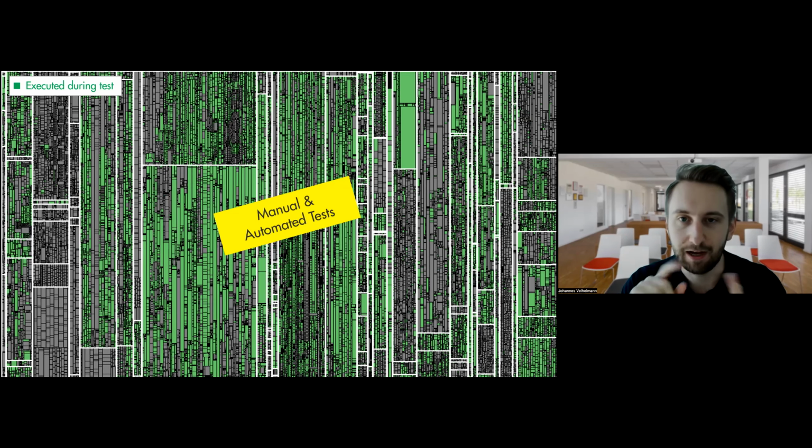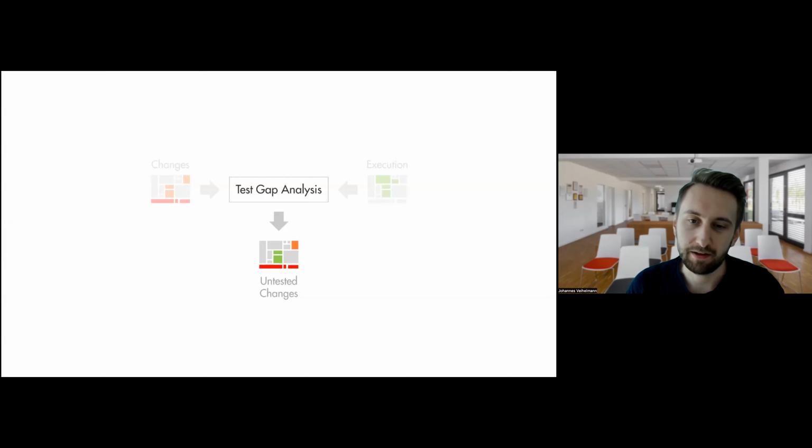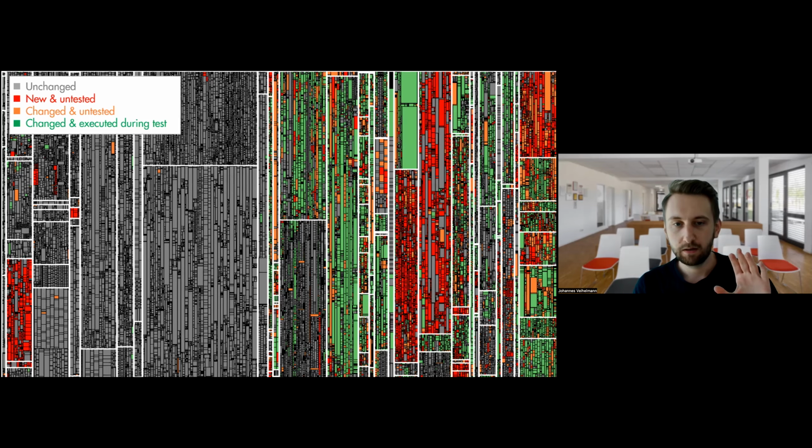Okay, now we have those two sources of information, and now we need to combine that. And this is the result of the test gap analysis. Again, gray now means this functionality didn't change.